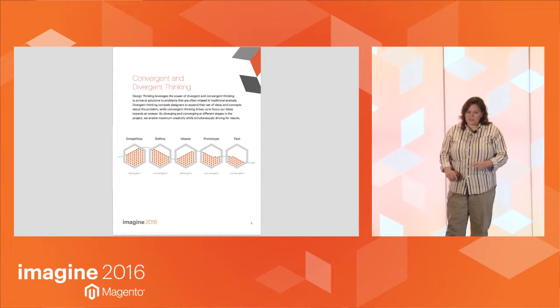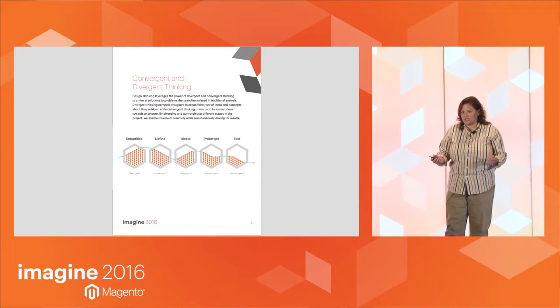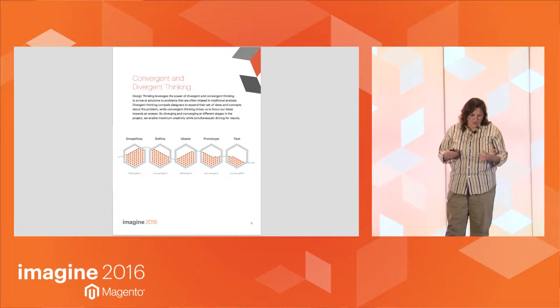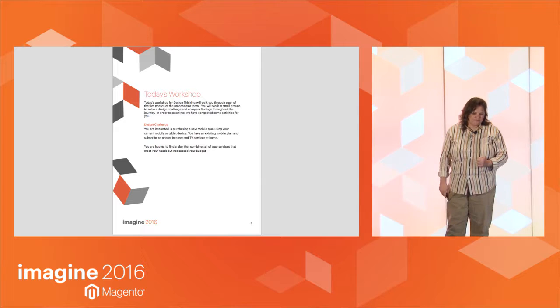To start off, I'd like to remind you of the concept of divergent and convergent thinking. In each of the 5 phases of the design thinking process, you're either generating ideas with divergent thinking or narrowing down or eliminating ideas with convergent thinking. And this back and forth enables the maximum creativity while driving for results.